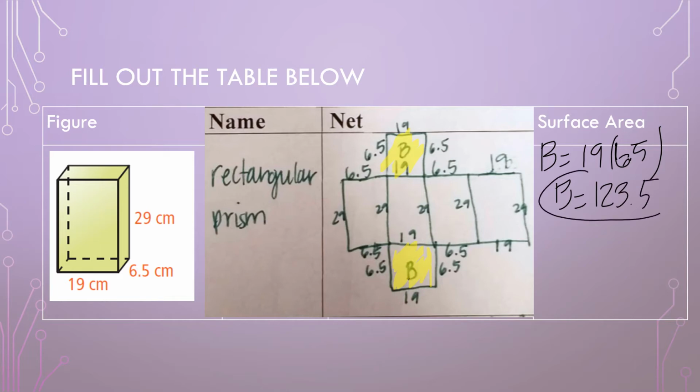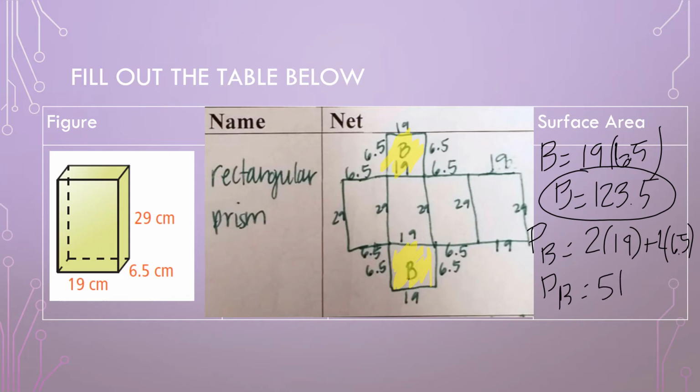So I'm going to circle that, just so that I know I'm going to use that a little later. The perimeter of the base is you adding up all the sides of the base together. I have a rectangular base, so I'm going to do 2 times 19 plus 2 times 6.5. We add those 2 together and do some multiplication, and I get 51.